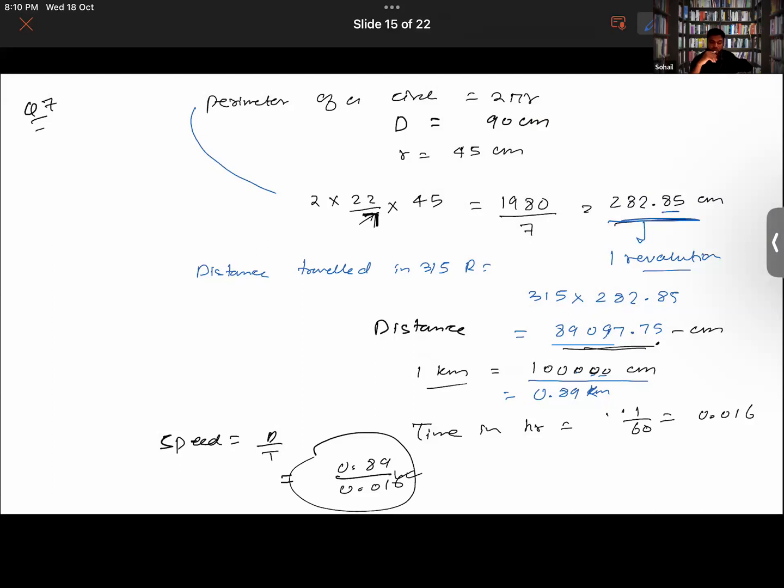Or you guys know, in order to convert a unit, had the unit been meter per second, in order to convert it into kilometer per hour, what we can basically do is multiply it with 5 upon 18. Simple. So it's 52.5. Exactly, 52.5 kilometer per hour. So that is the required answer.